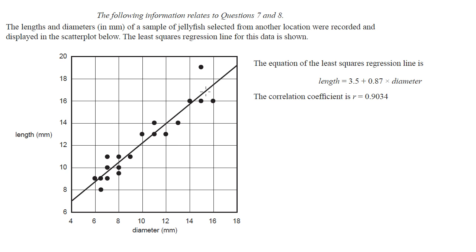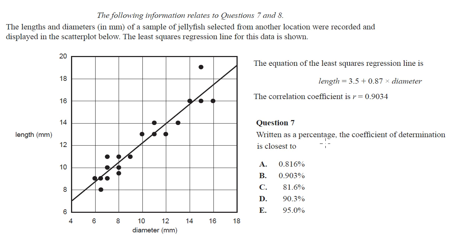Now we have a scatter plot which relates to questions 7 and 8. The lengths and diameters in millimeters of a sample of jellyfish selected from another location were recorded and displayed in the scatter plot below. The least squares regression line for the data is shown, and that's this here. The length equals 3.5 plus 1.87 times the diameter, and the correlation coefficient for this linear regression is r equals 0.9034. Question 7 said, written as a percentage, the coefficient of determination is closest to.